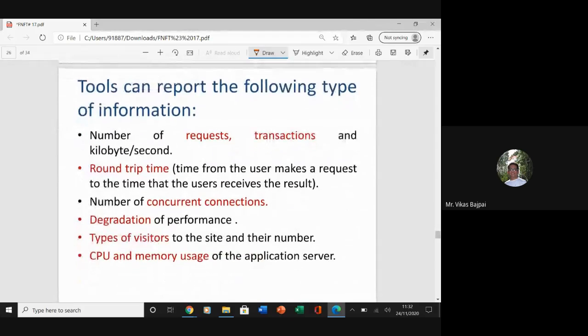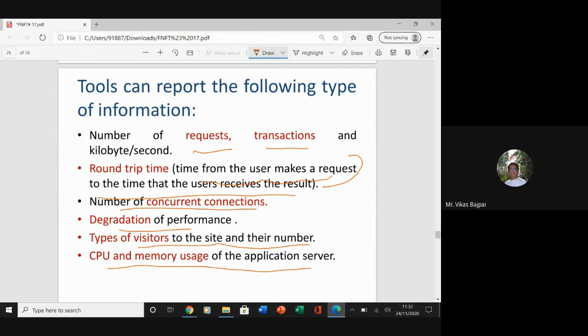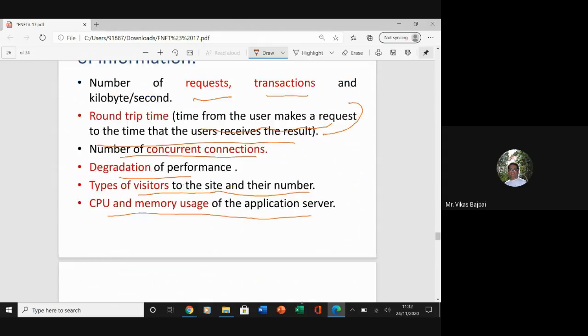So tools can report the following type of information. That means the number of requests, number of transactions in kilobytes or seconds, round trip time. That means the time from the user makes a request to the time that the user receives the response. The number of concurrent connections. Then we have degradation of performance, types of visitors to the site and their number, then CPU and the memory usage of the application server.